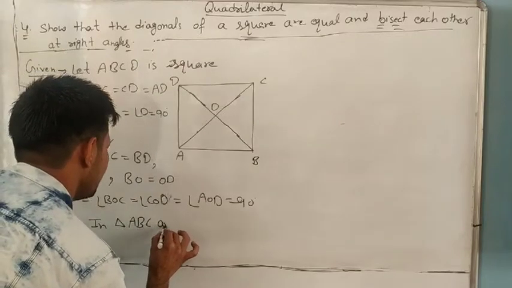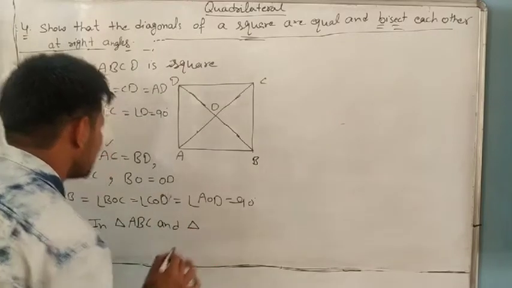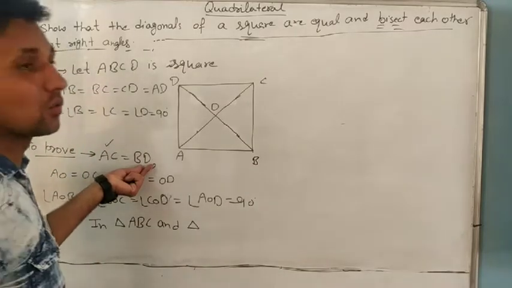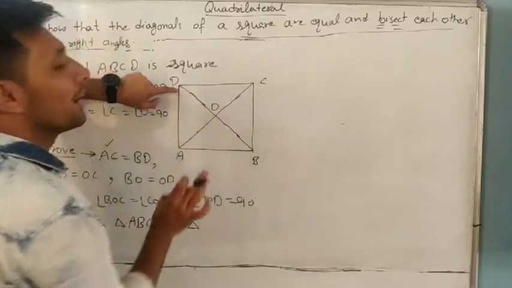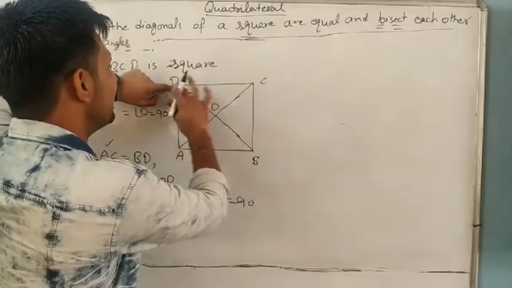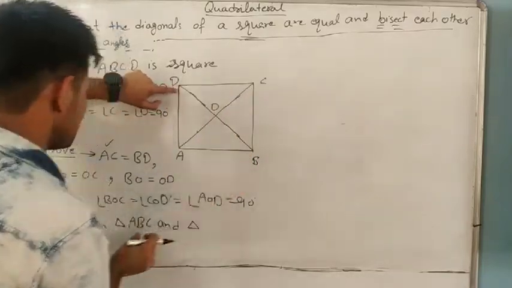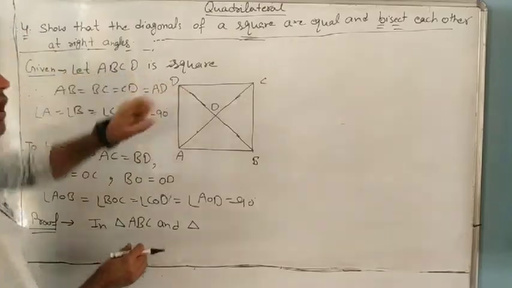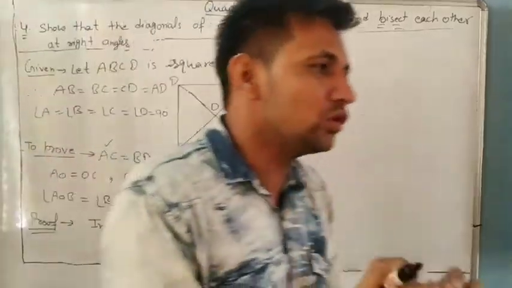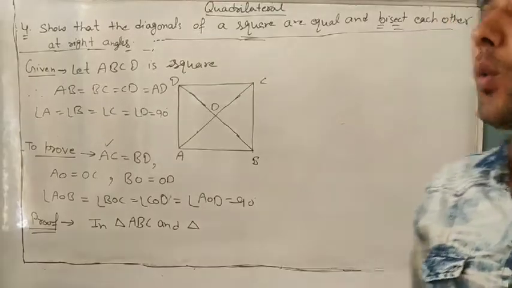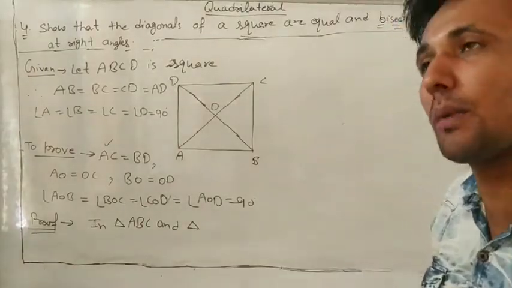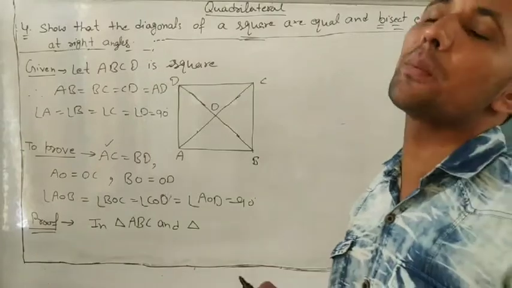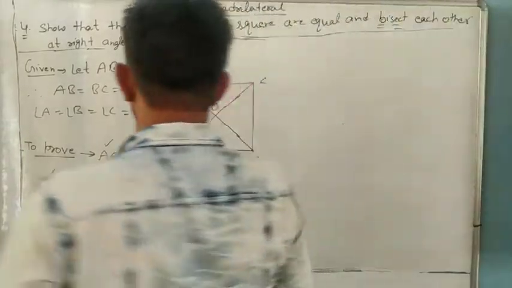ABC and triangle. Next, we will also take BD. So BD, and then we will take BCD. But if we take BCD, AB is not used, because here we are using AB also. So always we have to choose a triangle in which more and more sides are common, because if sides are common we can use this property in congruent triangles.